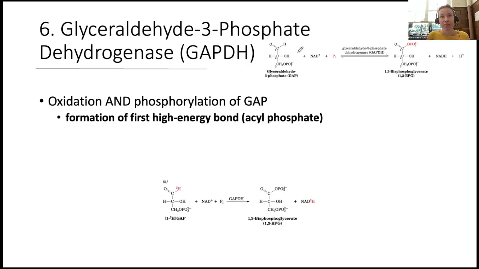You can see that we go from this terminal aldehyde that has a double bond to oxygen and a bond to hydrogen to now this phosphoanhydride looking bond where we have carbon double bonded to oxygen and then also bonded to oxygen and phosphate. Step 6, we have the formation of the first high energy bond called an acyl phosphate.